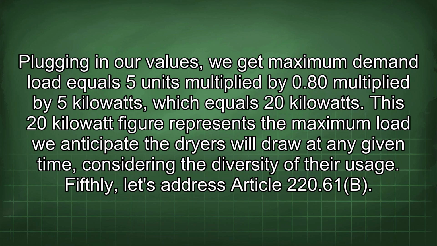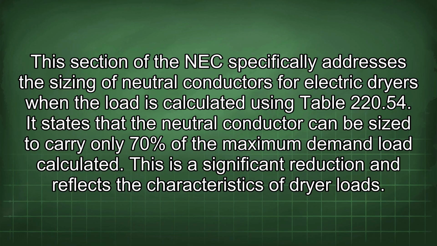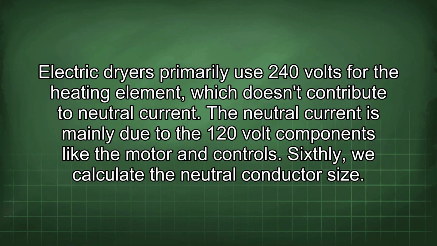Fifthly, let's address Article 220.61(B). This section of the NEC specifically addresses the sizing of neutral conductors for electric dryers when the load is calculated using Table 220.54. It states that the neutral conductor can be sized to carry only 70% of the maximum demand load calculated. This is a significant reduction and reflects the characteristics of dryer loads. Electric dryers primarily use 240 volts for the heating element, which doesn't contribute to neutral current. The neutral current is mainly due to the 120 volt components like the motor and controls.